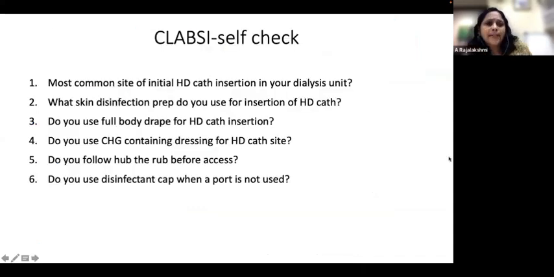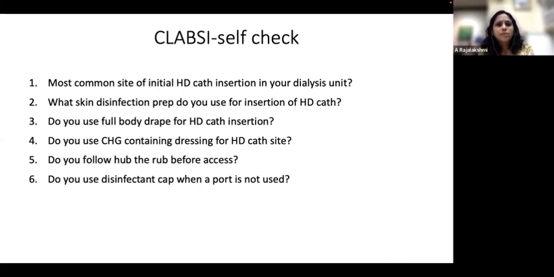So with that, I will end, and we will again answer some of the questions that were put forward in the first instance. One is the most common initial site of HD catheter insertion. If it is short term, it should ideally be a jugular access, and avoid femoral access as much as possible because the infection risk is less with upper body insertion. If the patient is not expecting a long-term catheter, then subclavian could be an option.